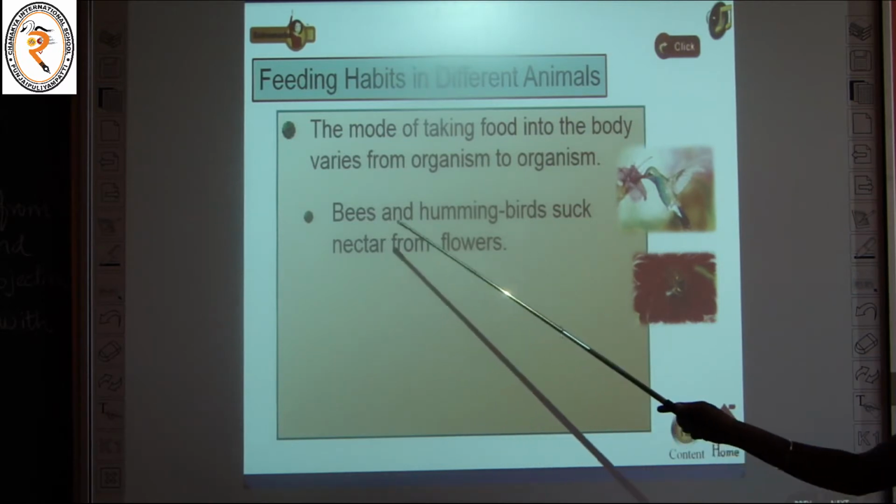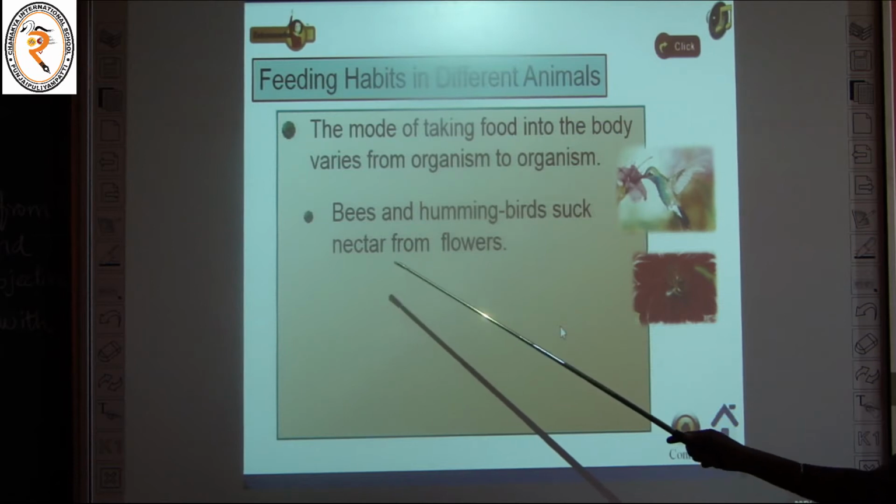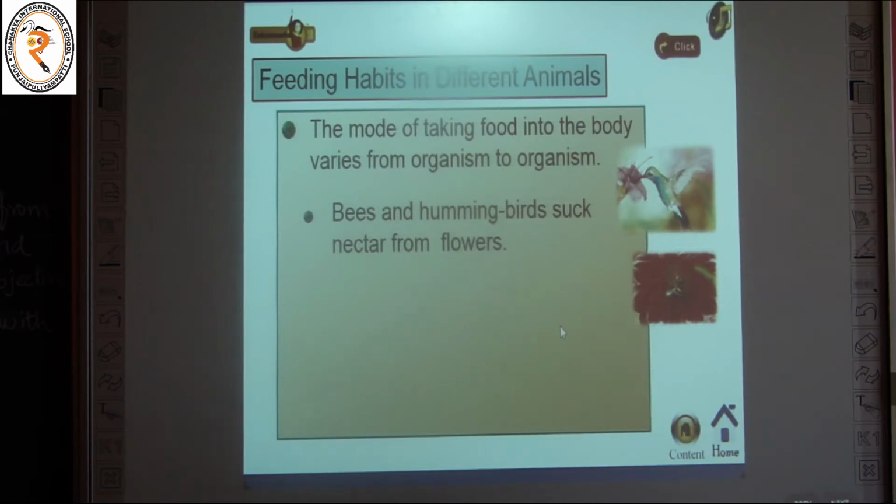For example, bees and hummingbirds suck nectar from flowers. What is called a nectar? It is a sweet juice present inside the flowers that is called nectar. So nectar is the food for bees and hummingbirds. Okay, the next one.